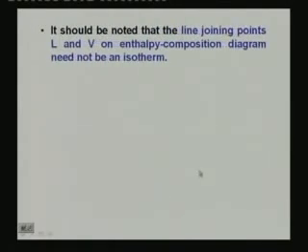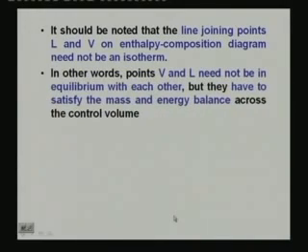And it should be noted that the line joining points L and V on the enthalpy composition diagram need not be an isotherm. What it means is that points V and L need not be in equilibrium with each other. That means we have drawn the enthalpy composition diagram without assuming any equilibrium. You simply take one section of the lower part of the deflagmator and apply the energy and mass balance. V and L need not be in equilibrium, but they have to satisfy the mass and energy balance. That is the only requirement.